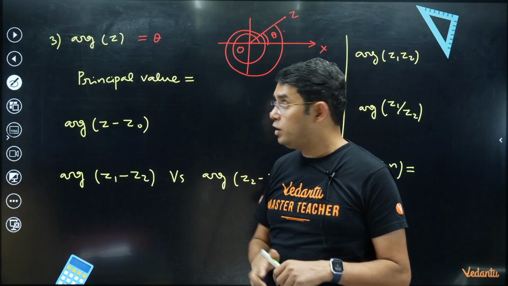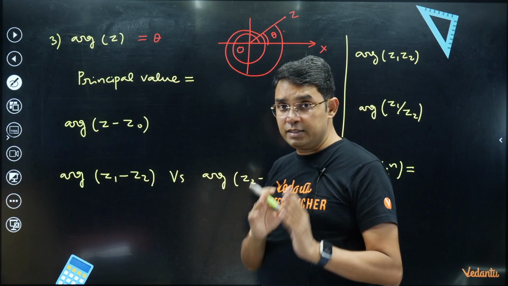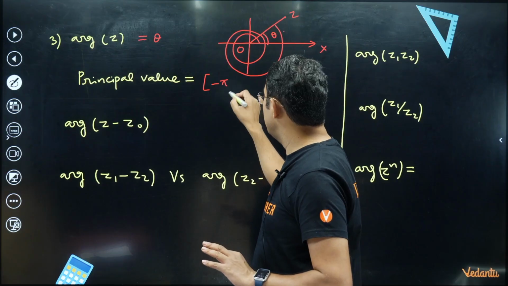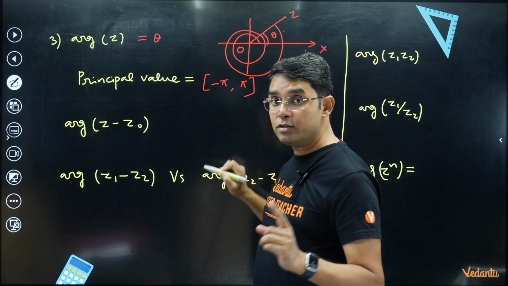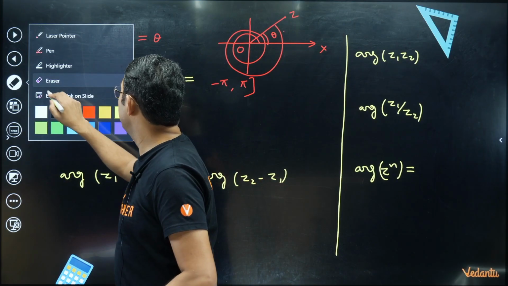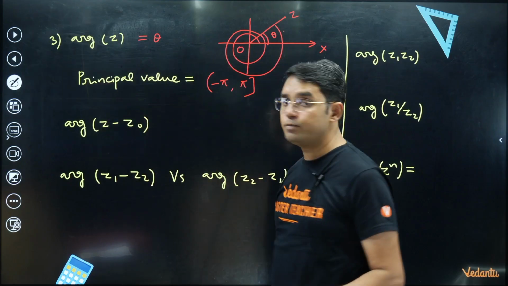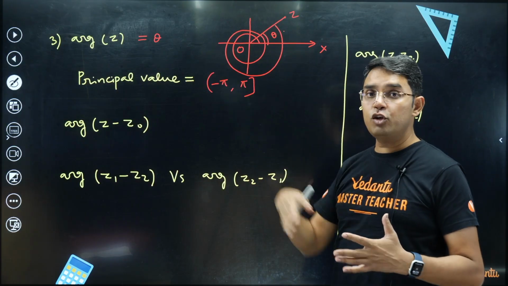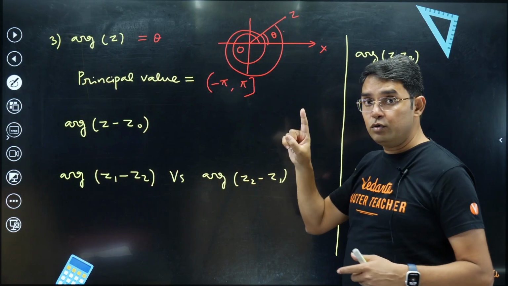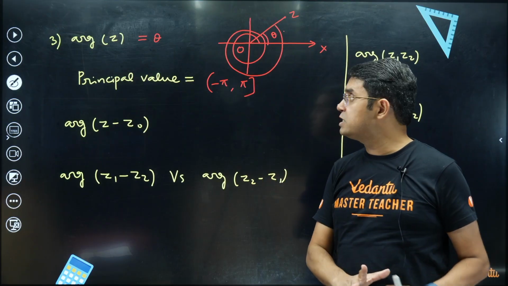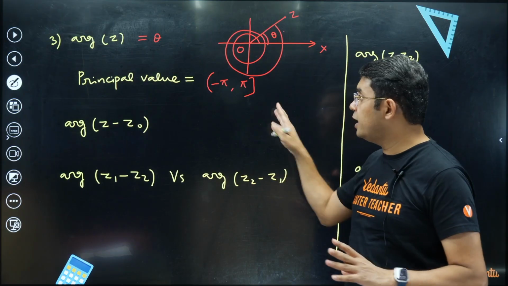But if principal value is mentioned in your exam, in your paper, then you must know its value starts from minus pi going till pi. It is an open bracket at minus pi, close bracket at pi. So whatever infinite values of an argument you may have, the one value that lies in this interval will be called the principal value of that argument.